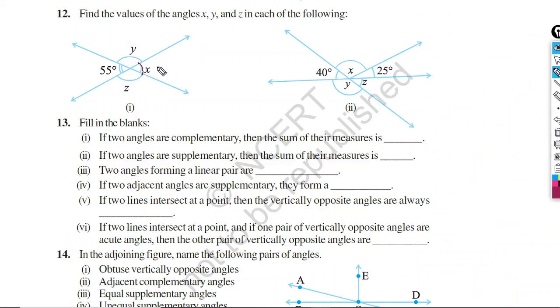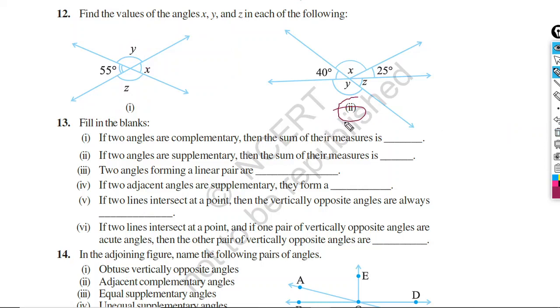Here we got x equal to 55. These two angles are a linear pair. Therefore y will be equal to 180 minus 55, which is equal to 125. So y is 125. Now z is the vertically opposite, so z will also be 125 degrees. Okay. Now we will move to question number two.